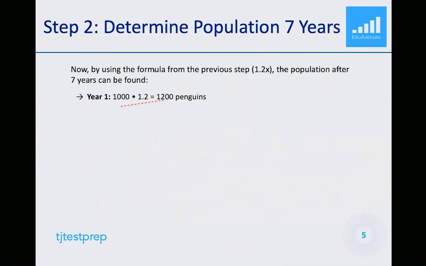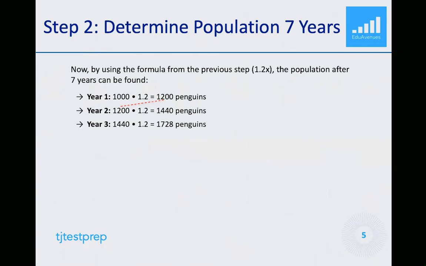We can multiply the remaining penguins from the previous year, which was 1,200, by 1.2 and get 1,440 penguins remaining at the end of the second year. Again, we can multiply the penguins remaining from the previous year, which was 1,440, by 1.2 and get 1,728 penguins for year 3.